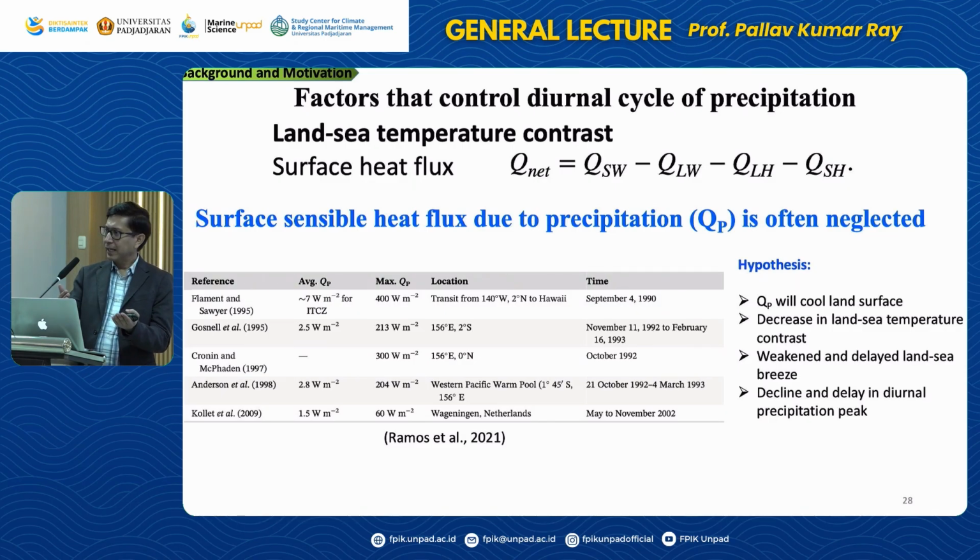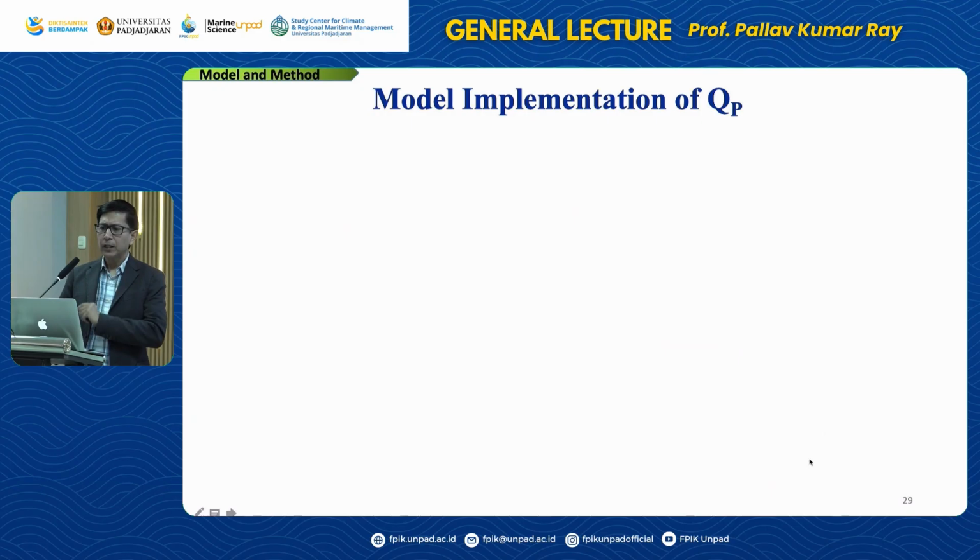It will be delayed, and at the same time it will also be weakened because the land-sea temperature contrast is now much weaker, and that should decline and delay the diurnal precipitation peak. That is something really exciting for the Maritime Continent, because this should actually improve the model simulation, since it will delay and weaken the diurnal cycle of precipitation.